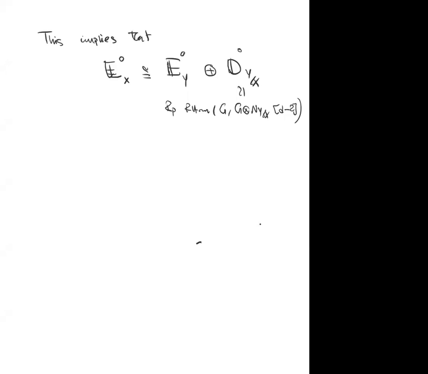we get, in fact, E dot of X becomes isomorphic in the derived category to E dot of Y plus a discrepancy, D dot, which sees the difference of Y inside X, the difference of deformations induced by deformation of Y inside X. And this thing is actually Ext of G, G tensor the normal bundle of Y inside X shifted by d minus 2. And maybe modulo some twist, something like that. Okay. So this is what it is.